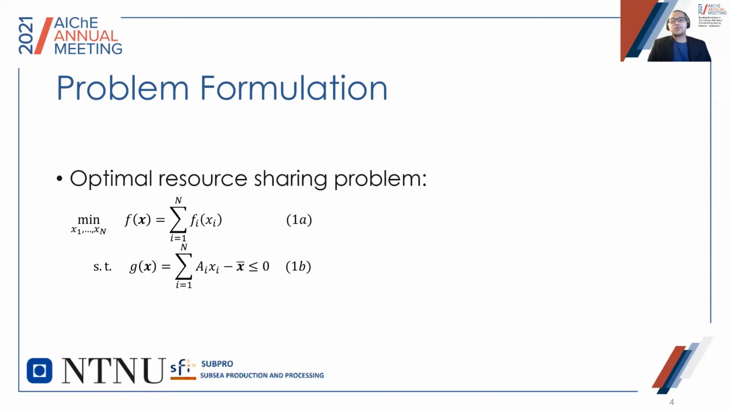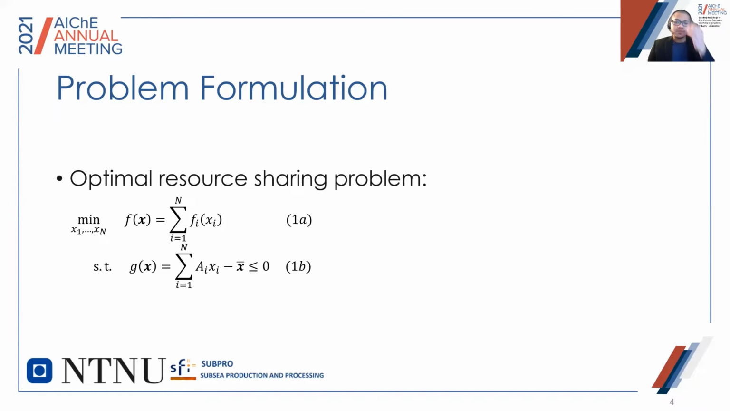An interesting problem occurs when we have conflicting variables. As can be seen in equation 1b, we have a constraint function g(x) where we have shared constraints. In this formulation, we consider that we have limited total resources labeled by x bar. Thus, we can also say that we have shared resources.